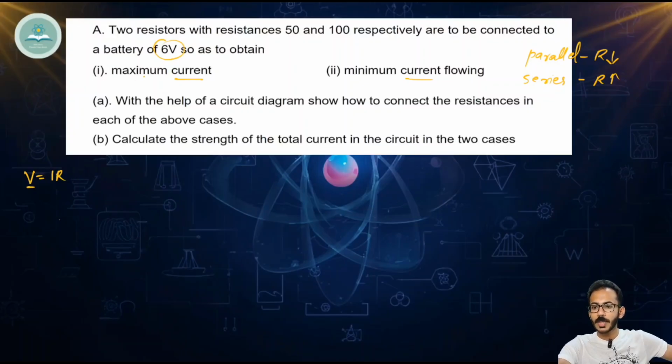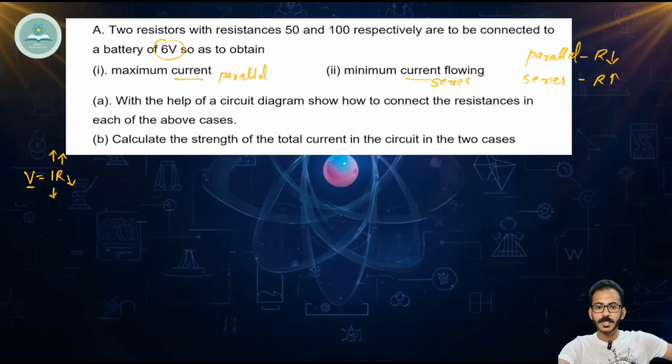So if we have to obtain a maximum current, then the resistance should be minimum. Resistance is minimum in the case of parallel connection. So here it is parallel connection. Coming to minimum current, if the current is supposed to be minimum, then the resistance should be maximum. Resistance is maximum in series connection. So here it is series connection.